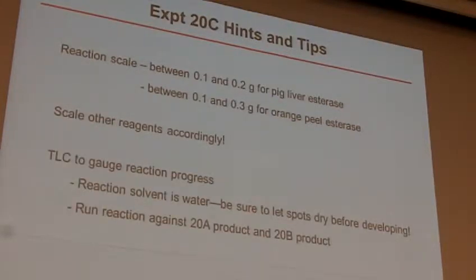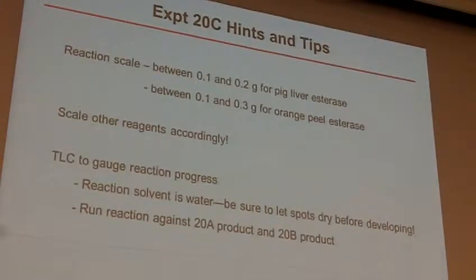You'll use your TLC to gauge the reaction progress. Yes, Matt? Depending on which one, I think it's 10 mils per 100 milligrams for the orange peel, and is it 30 for the pig liver? And you scale that accordingly, depending on how much you're using. You do TLC to gauge reaction progress.